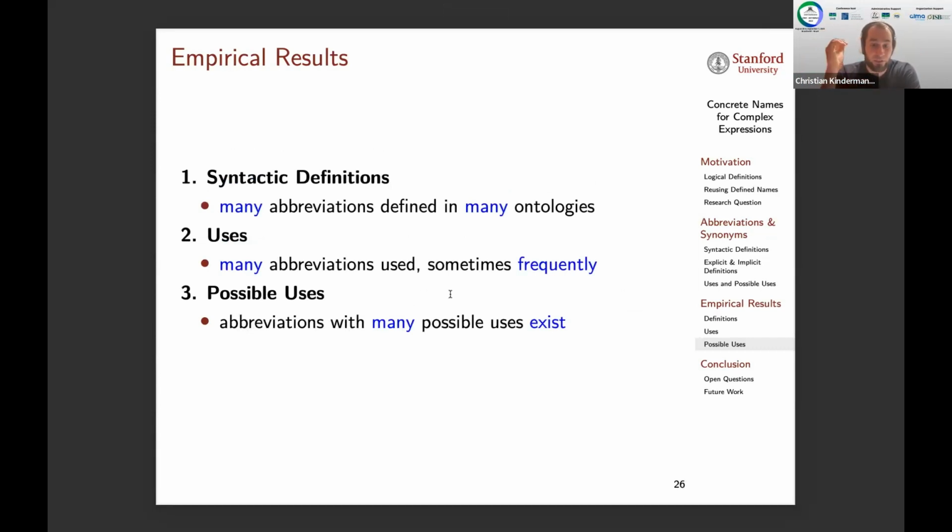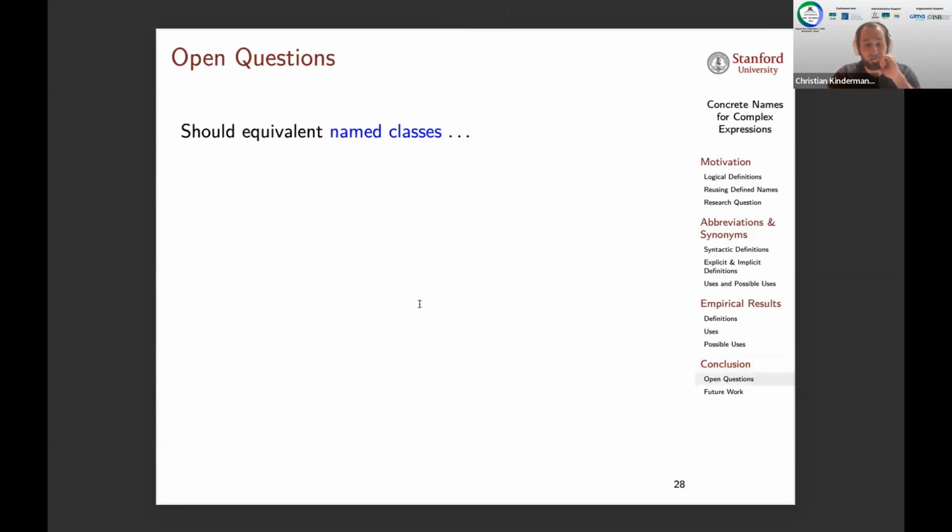And this now leads me to my conclusions, which is, well, we know that logical definitions are important. We know that people use these logical definitions, but we also found that there are instances of possible uses that seem to be quite large in number. And at this point, this is just a phenomenological study. So I'm just presenting you some findings that are prevalent in our ontologies. I don't know yet whether I would want to propose the reuse of these named classes throughout an ontology whenever possible. So this is what I'm a bit cautious about.